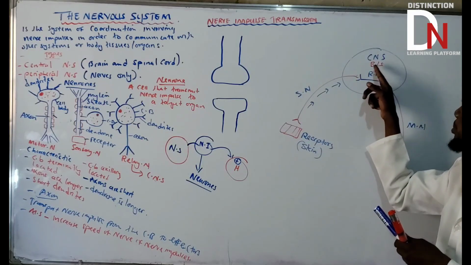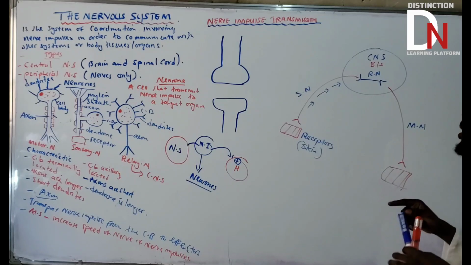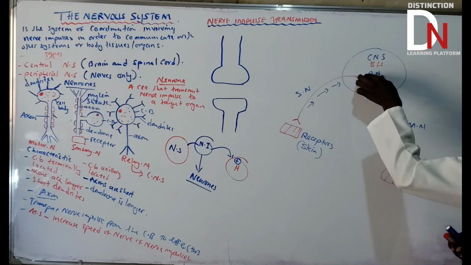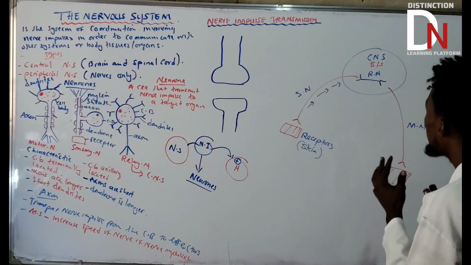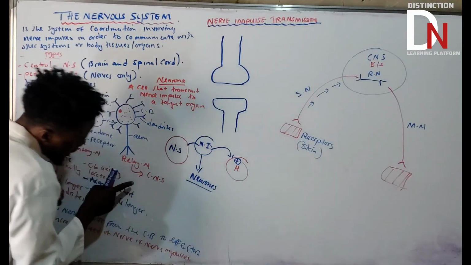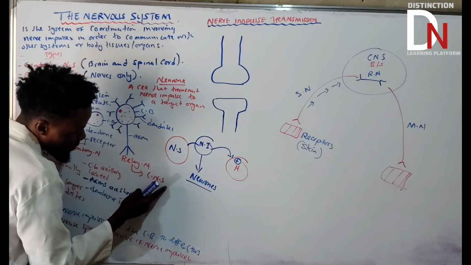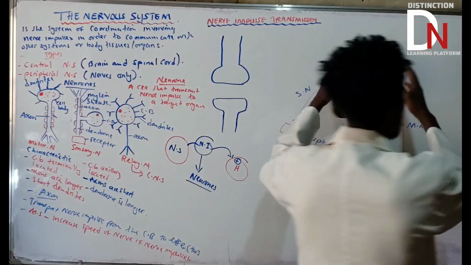The central nervous system has the brain and the spinal cord. And inside the spinal cord there is something interesting: the relay neuron. Remember what we said, the relay neuron is found in the central nervous system. That's why you can find it here. So this is the central nervous system.